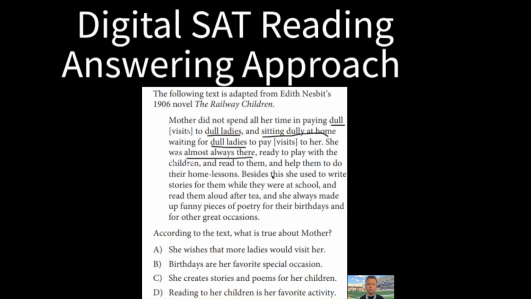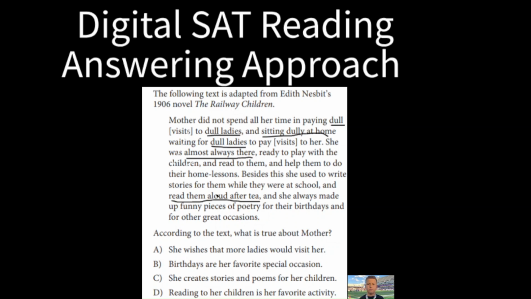"Besides this, she used to write stories for them while they were at school and read them aloud after tea, and she always made up funny pieces of poetry for their birthdays and for other great occasions." Okay, this tells us that she loves writing stories for them, writing poetry for their birthdays, and even having tea with the children. I feel like she doesn't like having visits from ladies. She likes reading children stories after tea and having tea with children, which really just shows us how much she loves children and doing things for children.